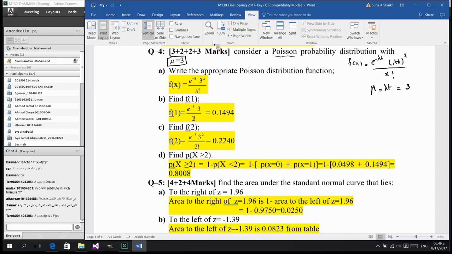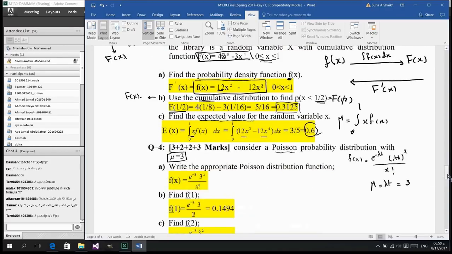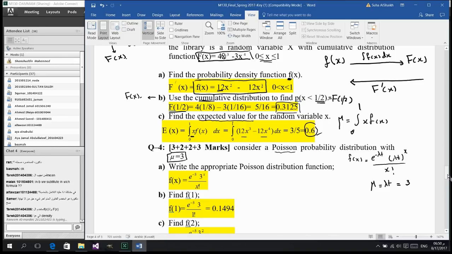Tariq, when you are calculating the expected value, of course I'm using the small f(x). In the expected value, we use the small f(x). In the variance and the expected value, we use the small f(x), not the capital. In the probability of less than, we use the cumulative, which is the capital F(x). Function density, yeah.